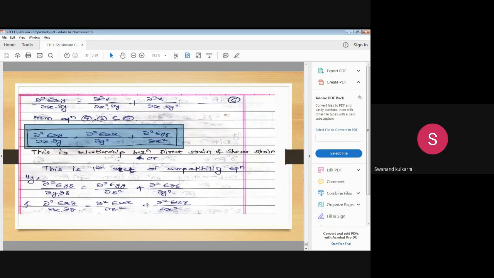Is it okay? Any difficulties in this discussion?